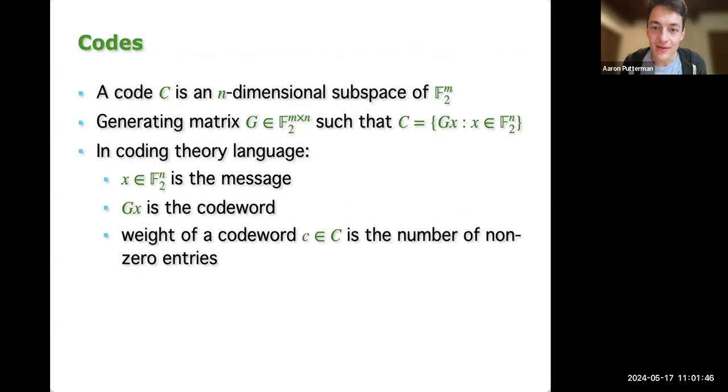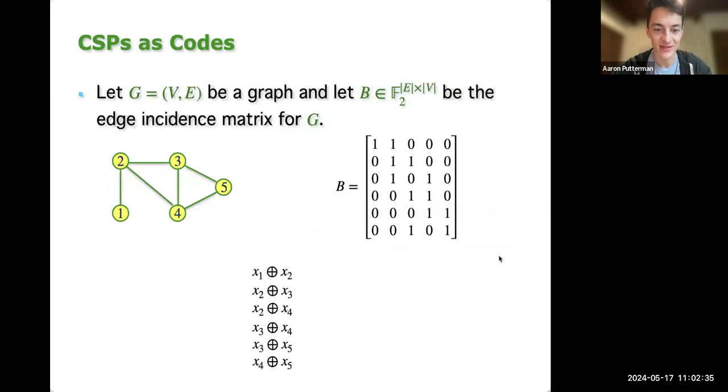So an error correcting code C is just defined to be an n-dimensional linear subspace of F2 to the m. And the way we can specify an error correcting code C is with a generating matrix G in F2 to the m by n. And we say that this code C is basically just the span of this matrix G. So in coding theory language, we say that this vector X is the message. G is the encoding matrix. So when we multiply G by X in this typical matrix vector product over F2, this yields a codeword. And the weight of a codeword is just the number of non-zero entries. So this is a lot of definitions, but it'll all become more clear when we look at the next slide and how this is a canonical relationship with CSPs.